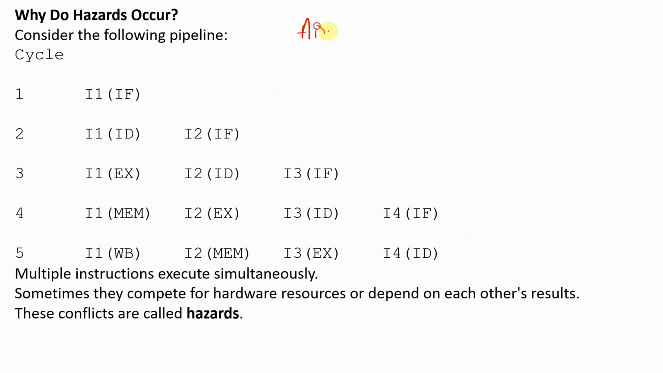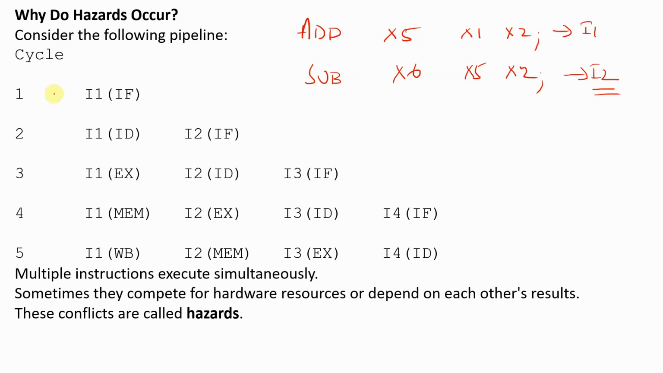I'm going to have add x5, x1, x2 and subtract x6, x5, x2 like this, let's say. Now, this is my instruction number 1 and this is my instruction number 2. Now, what is going to happen?